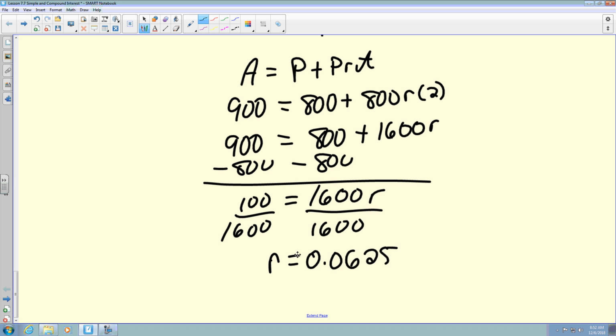0.0625. But remember, they want the percent. So to write this as a percent, you move the decimal place 1 unit, 2 units to the right, and it would be 6.25%. That's what the interest would have to be for all of that to be correct.